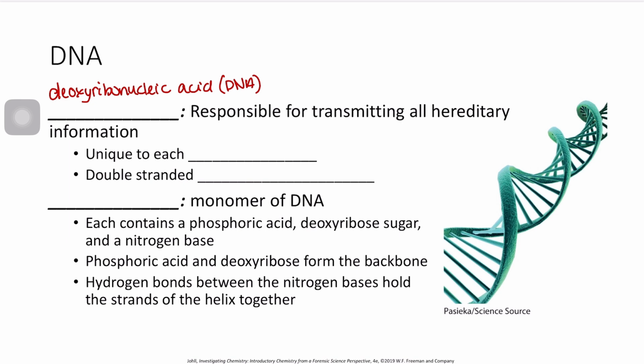It's responsible for all of our hereditary information, and we pass that down from our parents to babies. And so it's responsible for transmitting all hereditary information, and it's going to be unique to each individual. And it is a double-stranded helix shape.